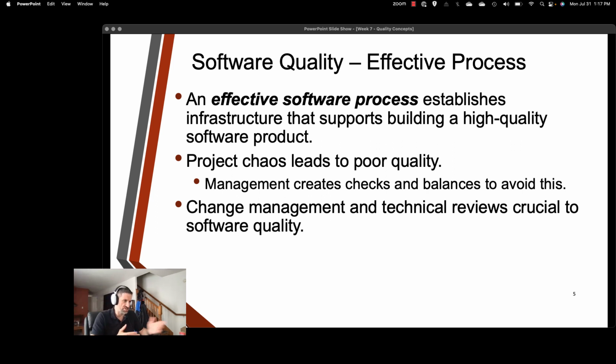And speaking of changes, change management and technical reviews are very important to software quality. Change management is going to help evaluate the impact of requested change on the software design, requirements, and overall quality. Our technical reviews, such as code reviews and design reviews, are going to give us evaluations of the software artifacts that allow us to identify defects, adhere to coding standards, and align with our architectural and design principles. This gives us a chance to catch our errors, optimize performance, and improve the overall quality.